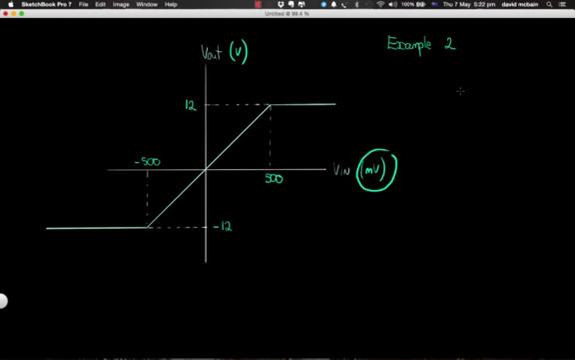Okay, let's make this a little bit trickier. Let's say, in this example, that our input voltage looks like this. Sine wave going in. This is our V input, V in. Now this time the input voltage is peaking out at 700 and minimizing at negative 700 millivolts. This is our time axis along here, measured in milliseconds. Okay, so let's see if we can work out the output of this graph.